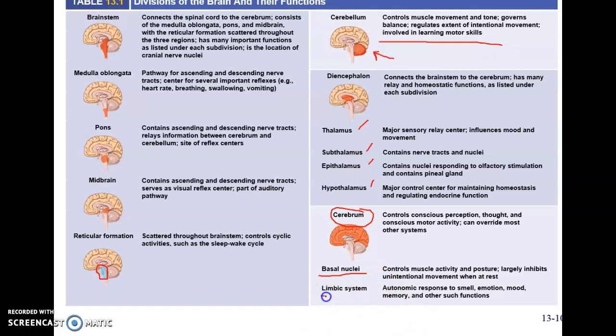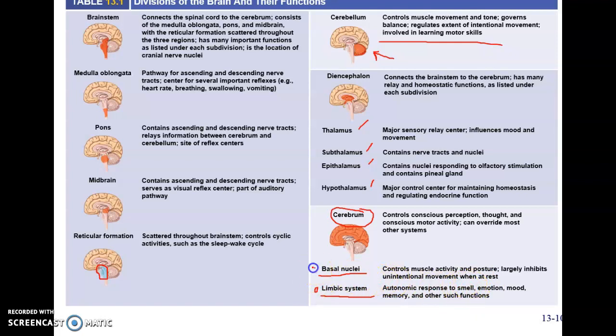Okay, the limbic system. The limbic system is like guttural responses, right? Like you smell something bad and you react. That's your limbic system. Or you smell something good and you start slobbering like a Pavlov dog. Right? So emotion, mood, memory, that's all your limbic system.